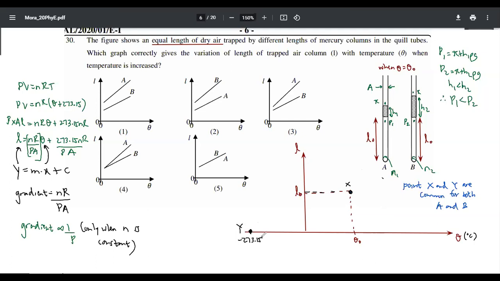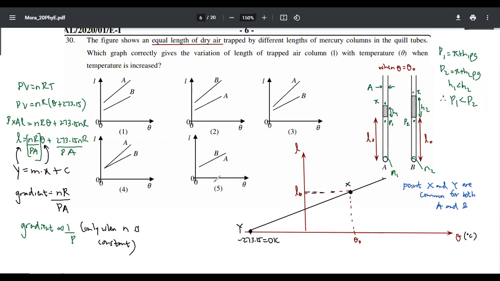Why? When your temperature is minus 273.15, which is 0 Kelvin, the volume of any gas will become what? 0. There won't be gas there. Volume will become 0. Therefore, length of the air column should become 0. Therefore, since there are two fixed points, you definitely have to draw only one straight line. Therefore, the answer for this question is, people, the fifth one.